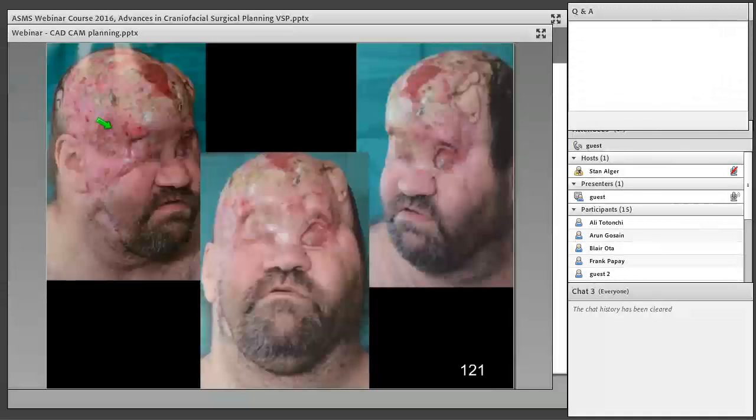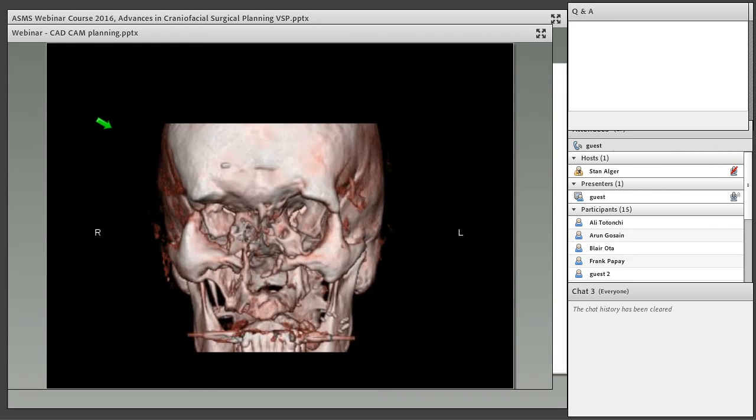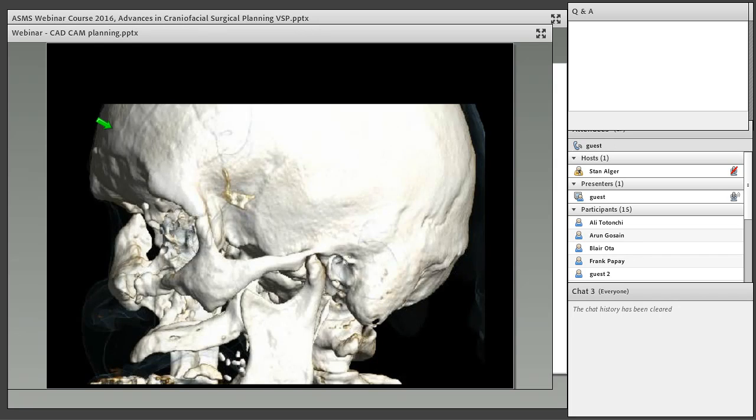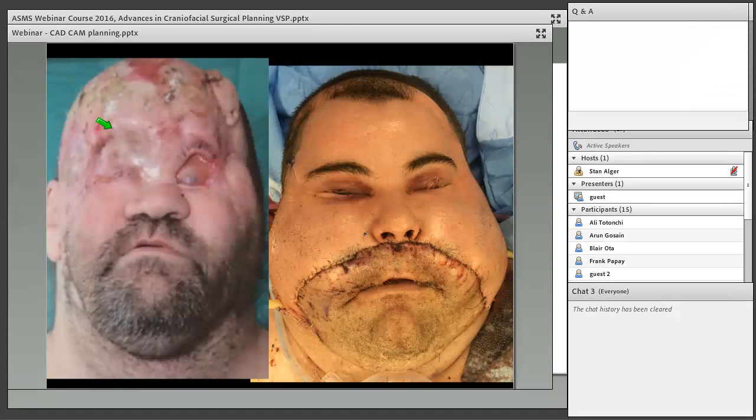As well, you could use virtual surgical planning in face transplant. This is a gentleman that had severe facial trauma, and I had the pleasure to participate in his facial transplant at the Cleveland Clinic. We obtained a 3D model. We planned the osteotomies and surgery.